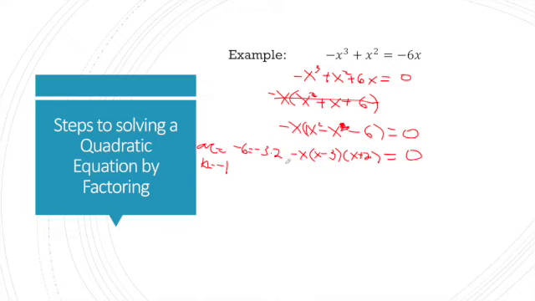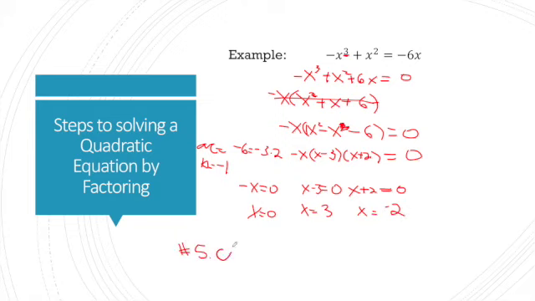Now I would set each of these equal to 0. I have negative x equals 0, x minus 3 equals 0, and x plus 2 equals 0. So this time, instead of having 2 x values, we have 3, and that kind of makes sense because we had a degree 3 equation. We'll talk about that more in later chapters. So I find that x equals 0, x equals a positive 3, and x equals a negative 2. And then it's up to you guys to complete step number 5 and check your answers.